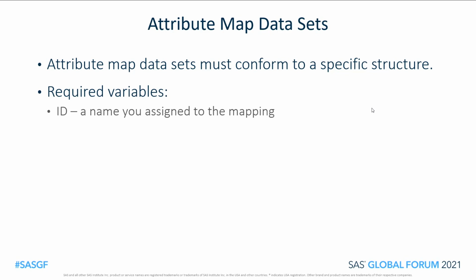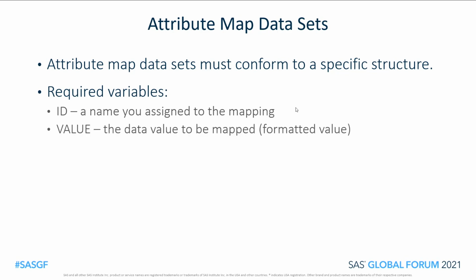There are a couple of required variables, and this is specifically for a discrete attribute map data set. You need an ID. This is a name, you make it up, any valid SAS name, an ID that we assign to the mapping. And then there's a column called value, and that's the data value that we're going to map. One word of caution on value: the value needs to match the formatted value in your data.